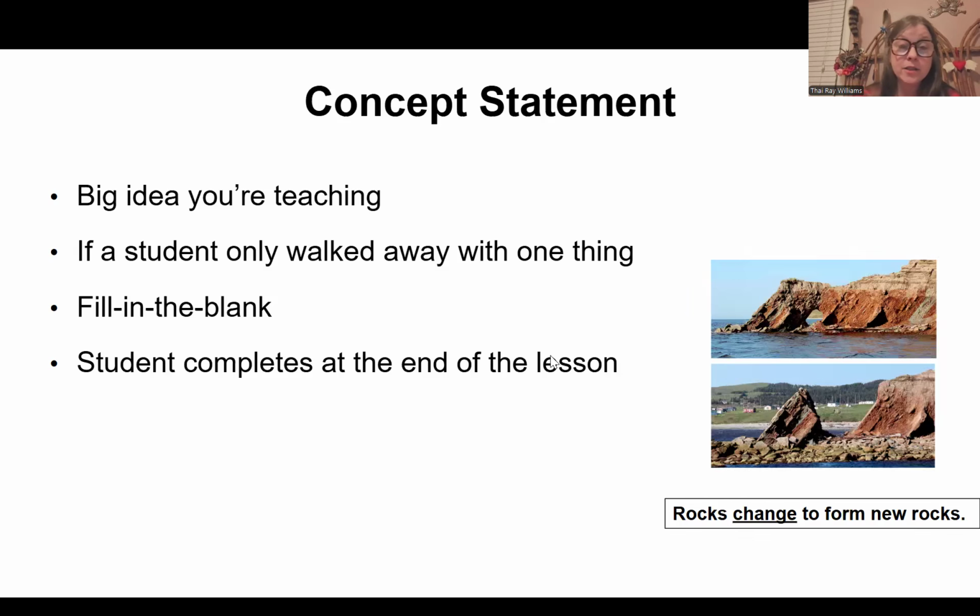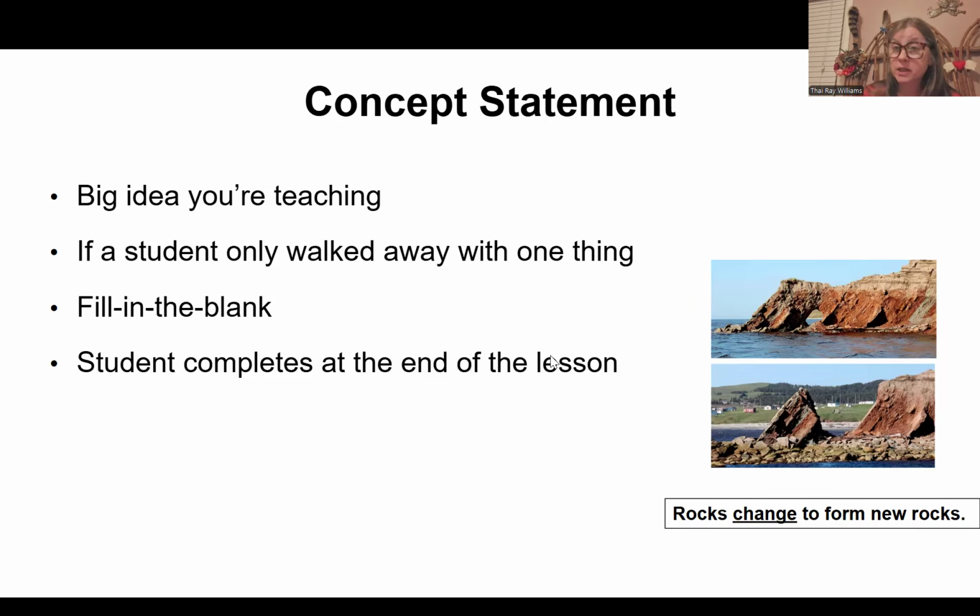All right, let's continue with concept statements. Just as a reminder, your concept statement is that big idea that you're teaching. I often think about it as if a student were to walk away with only one thing from this lesson, if they could only remember one thing, which is not what we want them to walk away with, but what would that big idea be? And that is my concept statement.